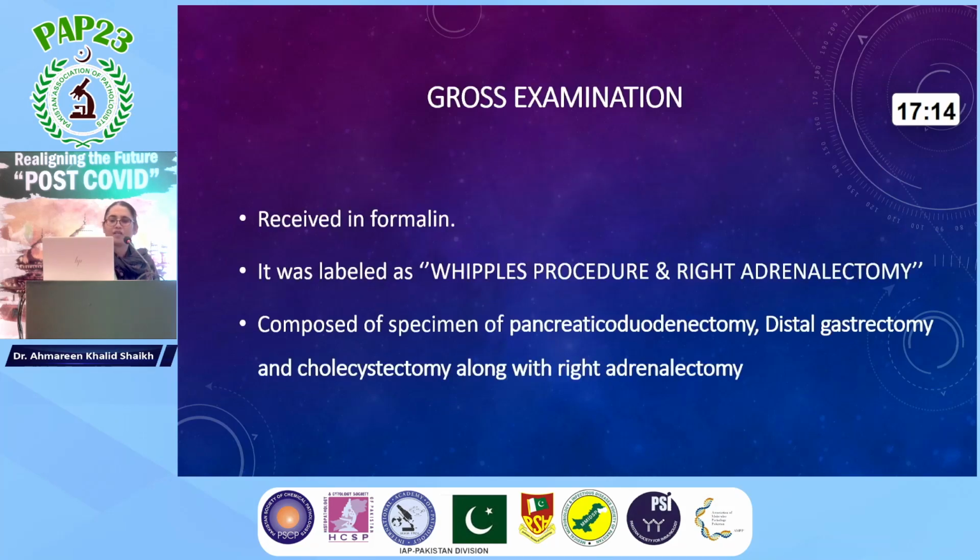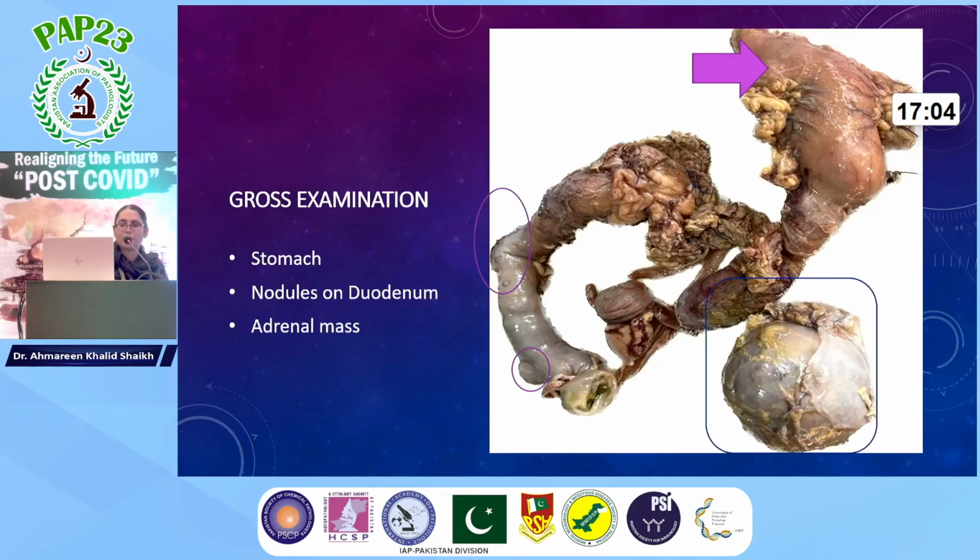The specimen received in our department was of a pancreaticoduodenectomy, distal gastrectomy, and cholecystectomy, along with a right adrenalectomy. The specimen of the duodenum was around 20 into 2 centimeters in size. On the serosal side, as you can see from the marks, there were three nodules. The largest of them measured 1 into 1 centimeter in diameter. The smallest one was 0.5 centimeter.